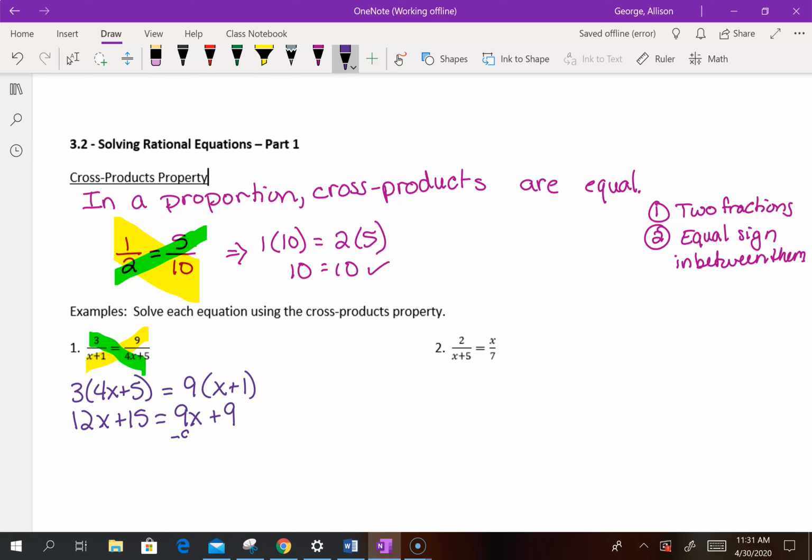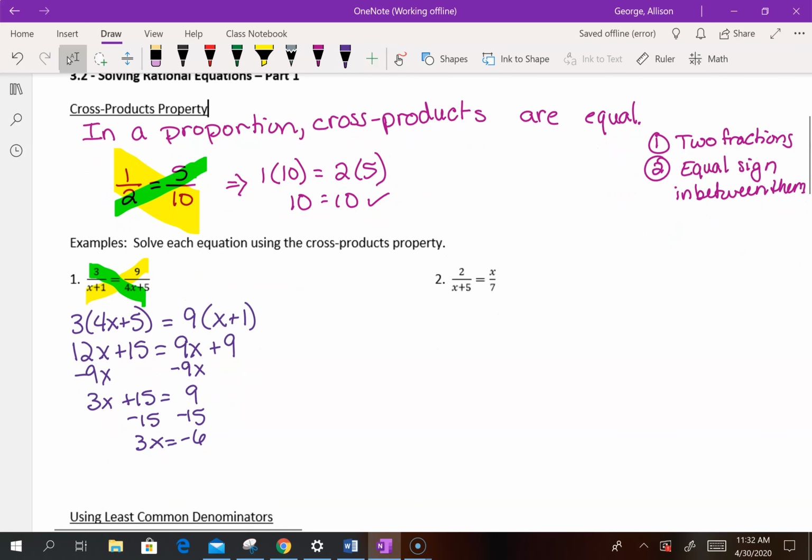All right, I'm going to subtract 9x from both sides. So we have 3x plus 15 equals 9. I'm going to subtract 15 from both sides, and that's going to give me 3x equals negative 6. And then I can divide both sides by 3, and x is going to equal negative 2.